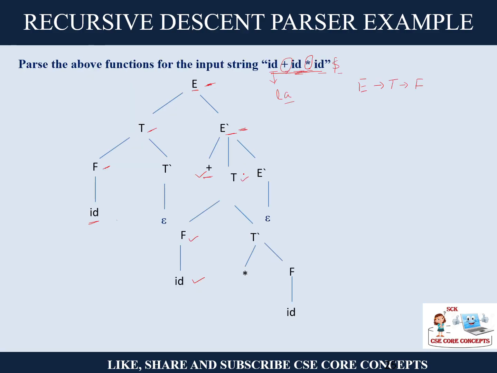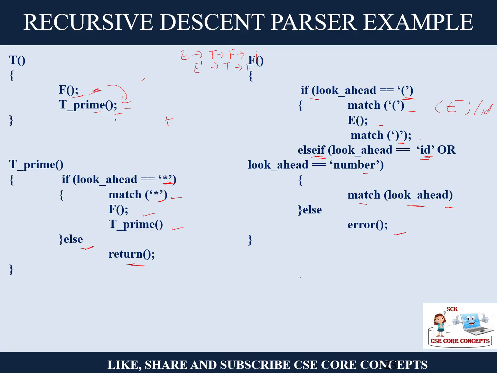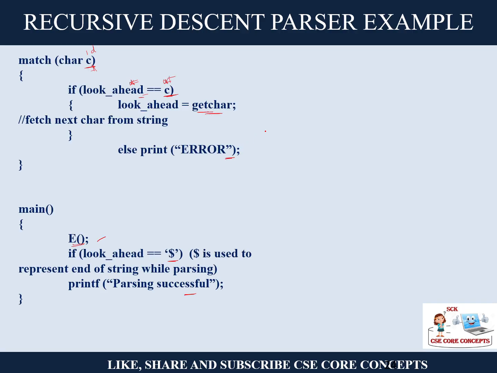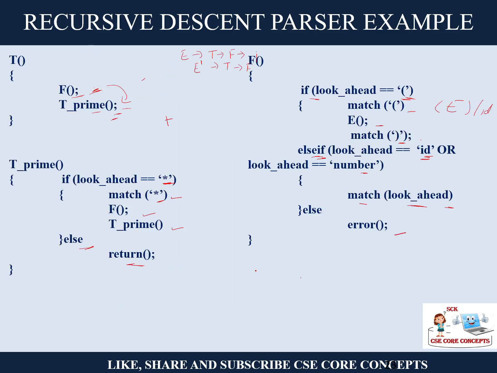So you can see here, from here in T function, right? Here this was the T function. So from T function, we are now in T prime. So we are now in T prime, where we have matched star, right? We have already matched star, and after matching star, we are calling F function. So go to the F function.